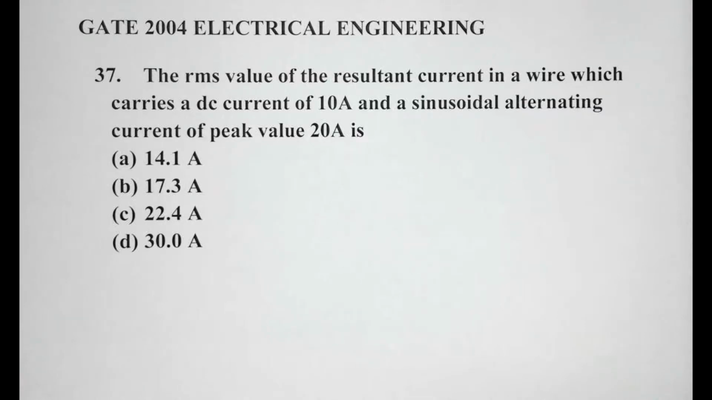Here's the next question, number 37. The RMS value of the resultant current in a wire which carries a DC current of 10 amps and a sinusoidal alternating current of peak value 20 amps is.